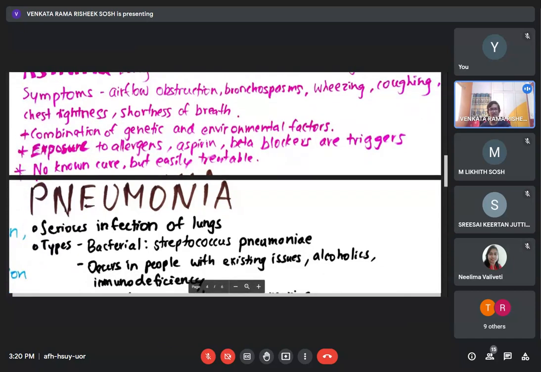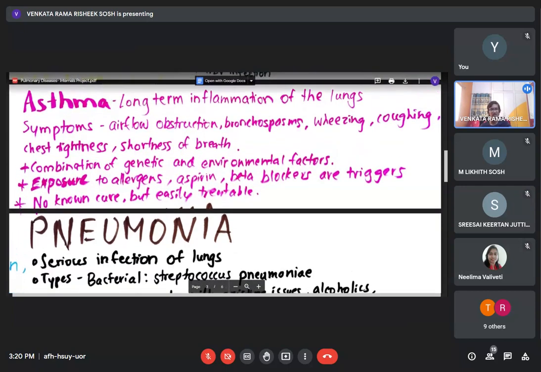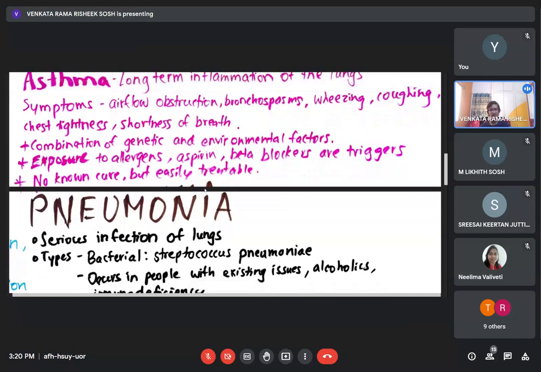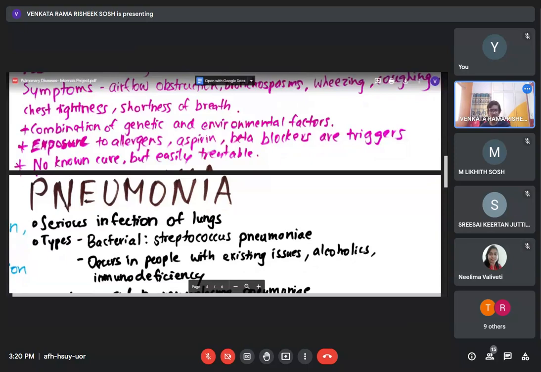So if you are allergic to pollen, during pollen season this can irritate your lungs and cause asthma, or it can cause escalation of your disease. And then there is no known cure for asthma, but it can be easily treated.